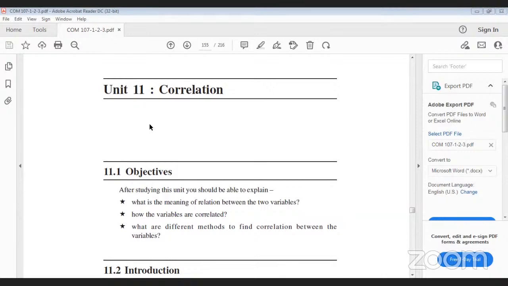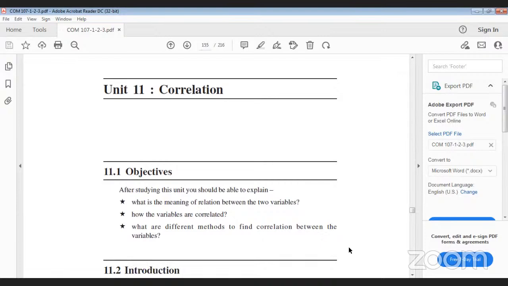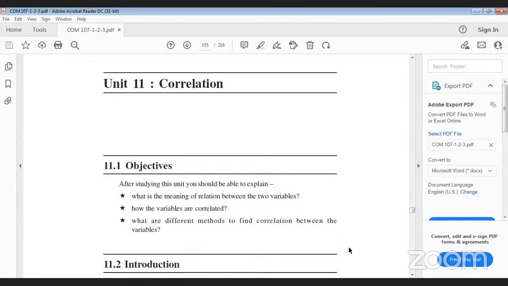There are some objectives given here. What is the meaning of correlation? What is the meaning of relation between the two variables? Then, what is the meaning of how variables are correlated? Then, what are the different methods to find the relation between variables?